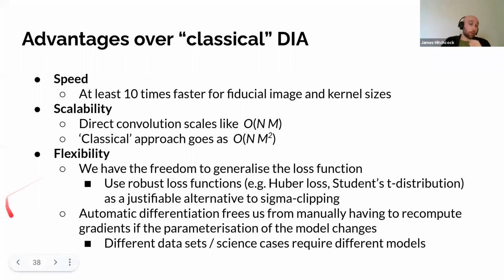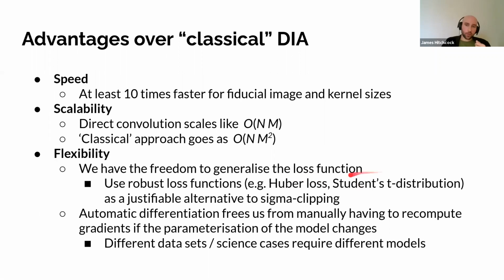But a third, and again I think this is another really key point here, is the flexibility of our approach. Because we're working in an optimization framework, we have the freedom to generalize the loss function we're optimizing. This allows us to use things other than Gaussian noise models. The Gaussian noise model does require an optimization anyway because of that nonlinearity, but we can also drop in wide-tail distributions if we're working with data in the presence of outliers, or indeed robust loss functions that are less sensitive to outlier data points.